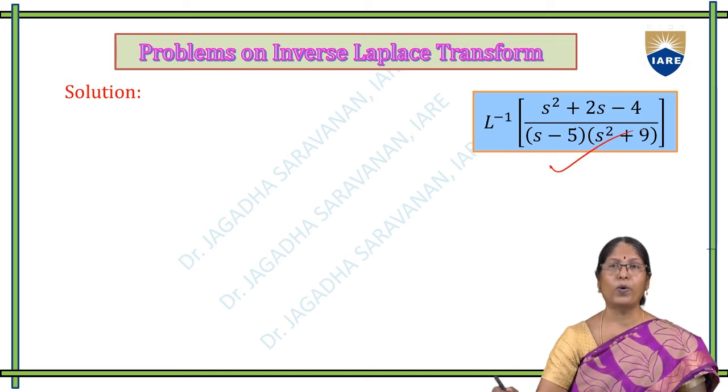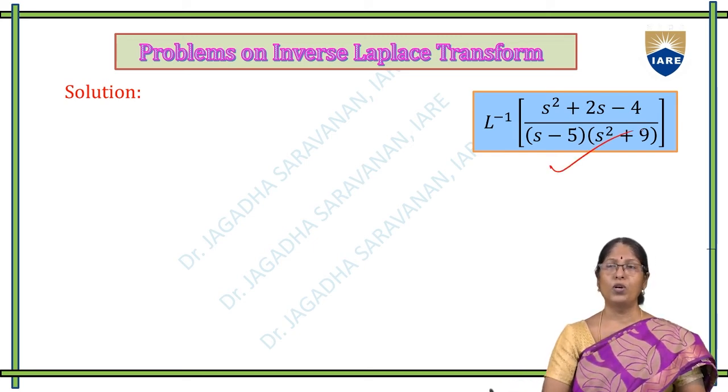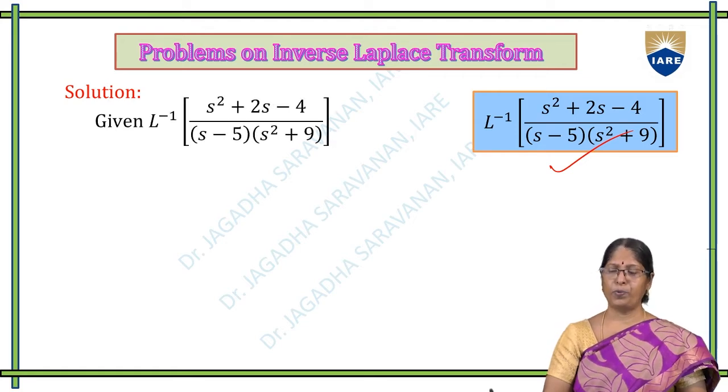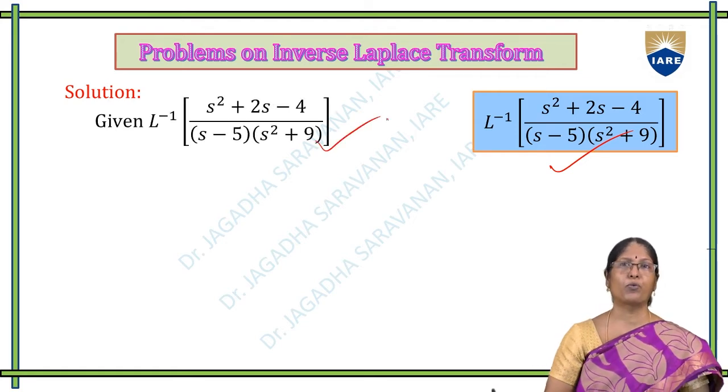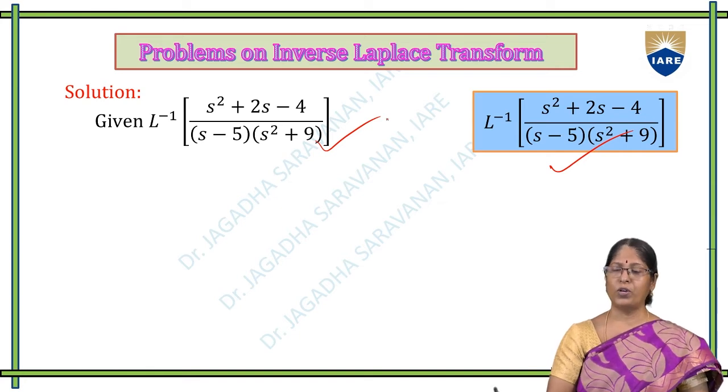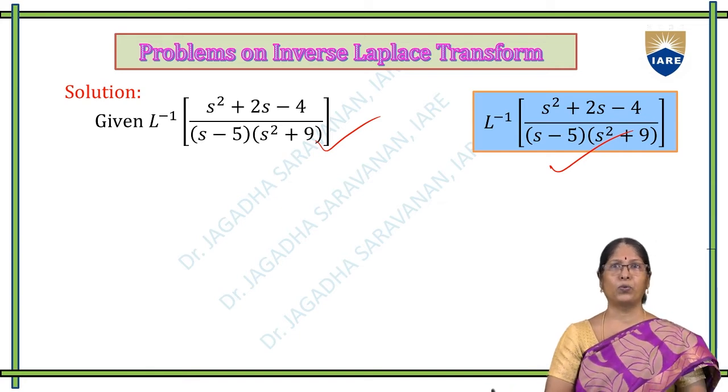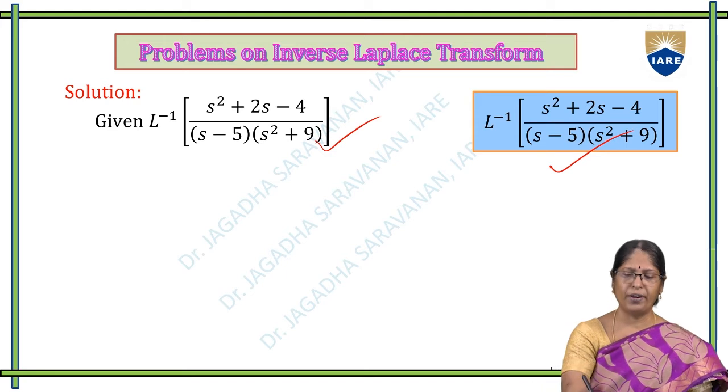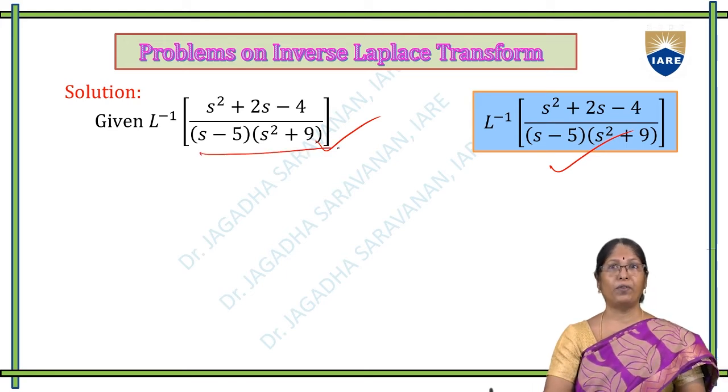So this is our question. Now we will move to solve our given problem. The presentation: how to write the given L inverse of s square plus 2s minus 4 divided by s minus 5 into s square plus 9.